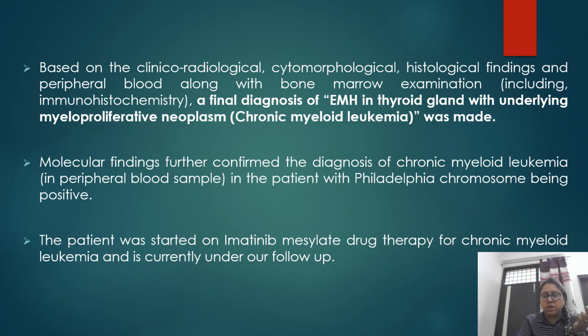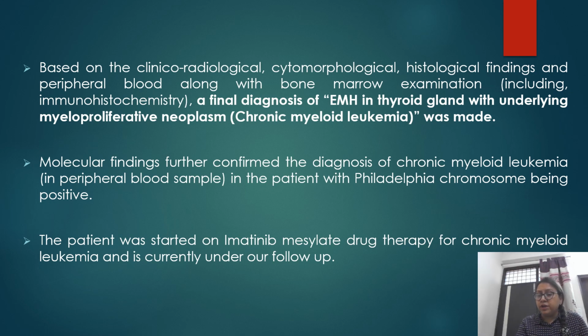And our LAP score was also favoring CML. In CML the LAP score decreases. So this is what we have found so far in the diagnosis. From clinico-radiological evidence, cytomorphological and histological findings, and peripheral blood along with bone marrow examination, including immunohistochemistry, we did all this for this patient, and finally we arrived at a diagnosis of EMH in thyroid gland with underlying myeloproliferative neoplasm, that is chronic myeloid leukemia.